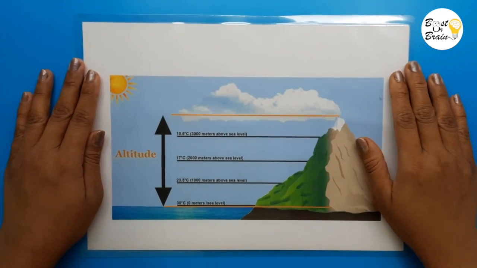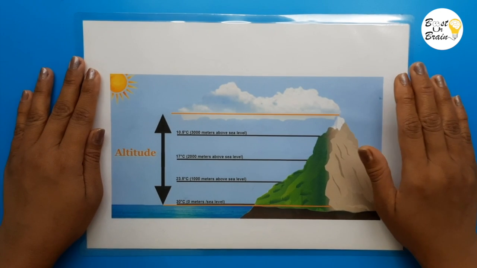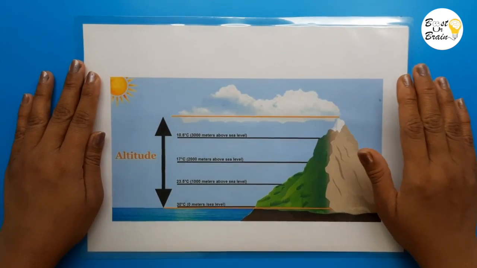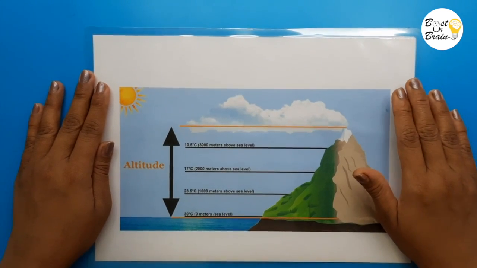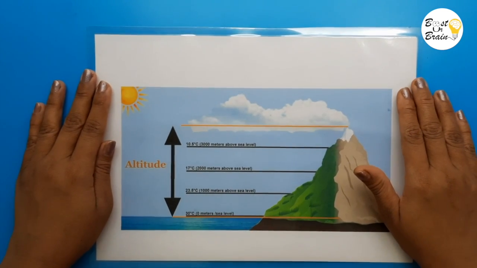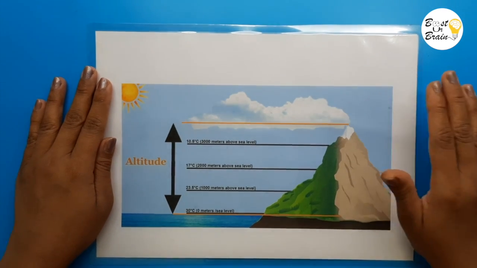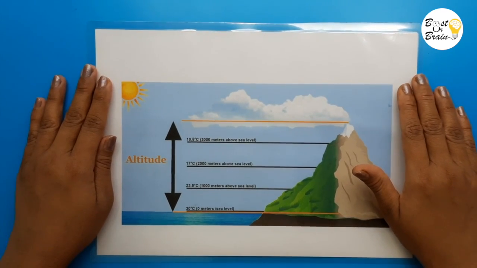Now we know how the altitude affects the climate of a place. As we move up, the temperature goes down. The temperature usually decreases by 1 degree centigrade for every 100 meters gain in altitude.